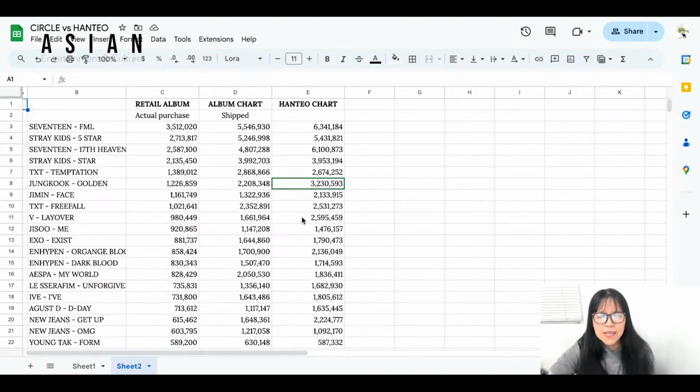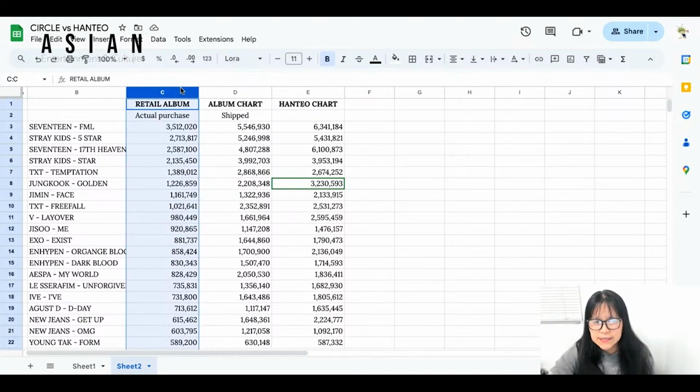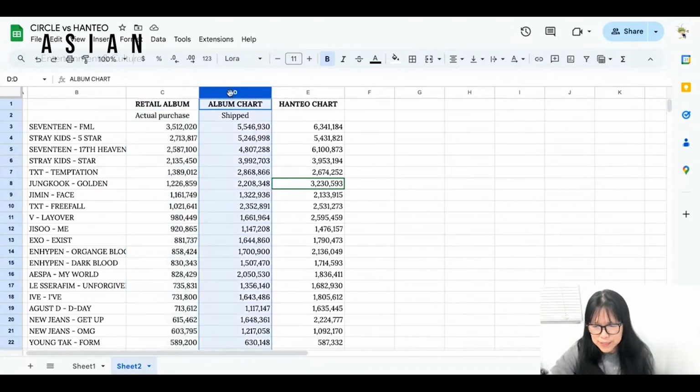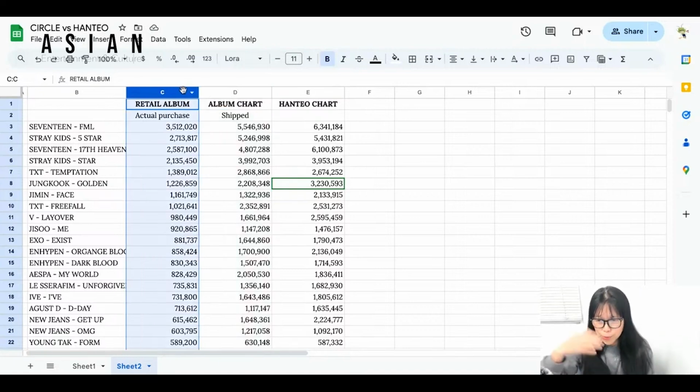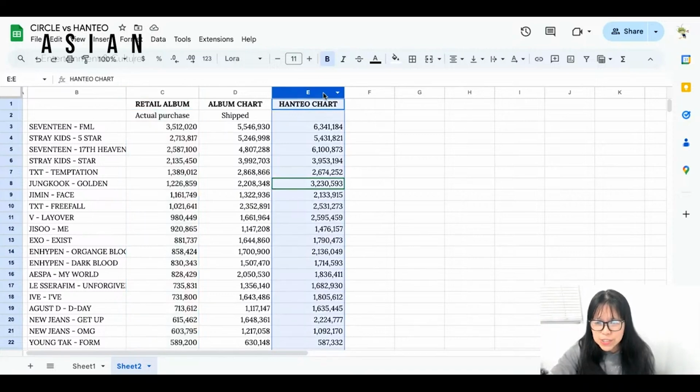Yes. Okay. So remember, retail album chart is the actual purchase. Album chart is the shipment. So this is always lower than album chart. This is what they shipped, and this is what was purchased based on the scans. Okay, Hanteo claims that each of these is an actual purchase, but look at the difference in numbers.